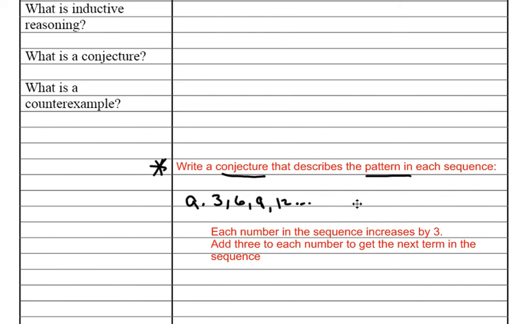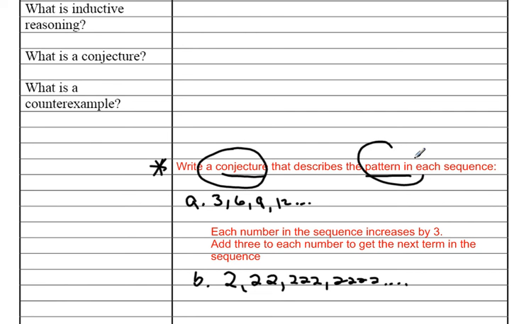So now I'm going to present you with another problem. We'll call this example B, and I'm going to give you 2, 2, 2, 2, 2, 2, 2, 2, 2, 2, and see if you can come up with a conjecture that describes this pattern in the sequence. I'd like for you to pause the video and write down your conjecture.